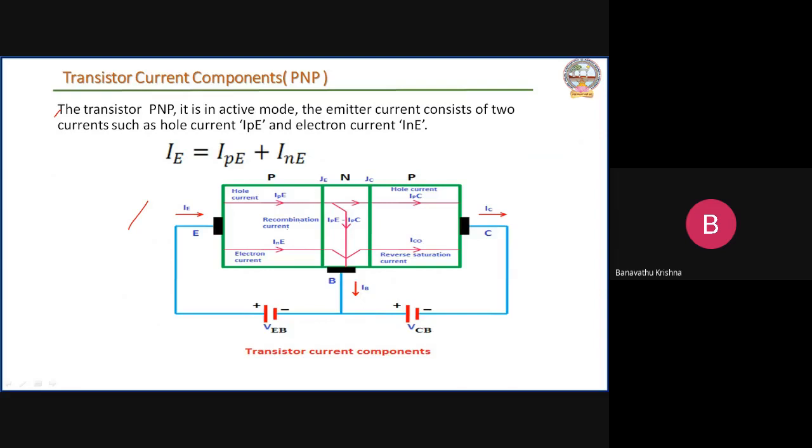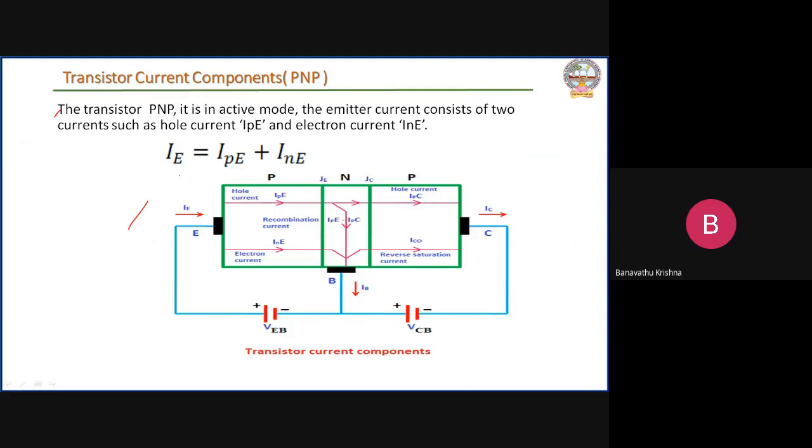So this is the PNP transistor structure. Here there are two P layers: one is heavily doped, that is the emitter region, and the other P layer has a moderate doping level, called the collector region. The lightly doped region in between, in the sandwich form, is the n-type region, called the base region.